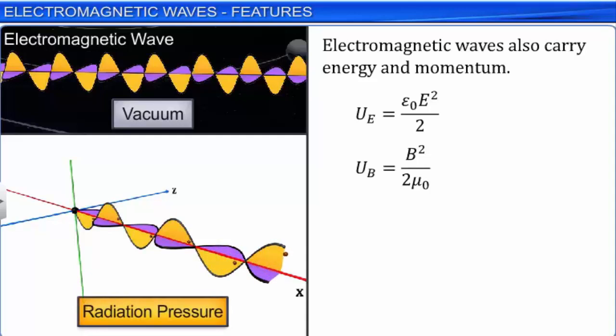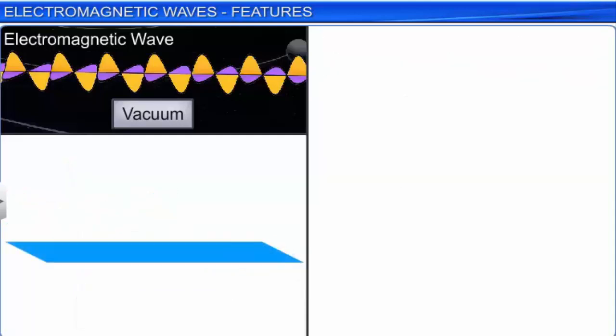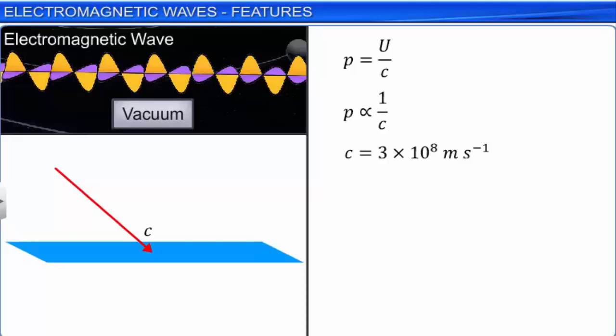If U is the energy transferred to a surface by electromagnetic radiation, C is the velocity of the radiation and P is the momentum exerted by the radiation on the surface, then P is equal to U by C. Here, the momentum P is inversely proportional to the velocity of the radiation C. Since the value of C is very high, the momentum exerted by the electromagnetic radiation is negligible. The radiation pressure exerted by visible light is determined by calculating the momentum using the formula P is equal to U by C. The radiation pressure of visible light is in the order of 7 into 10 power minus 6 Newton per meter square.